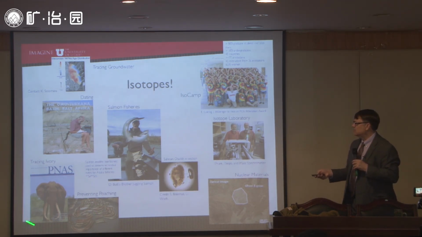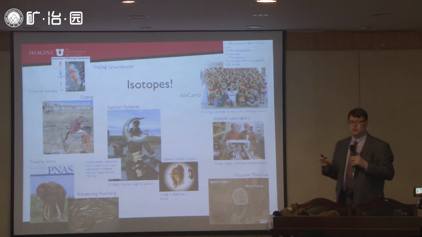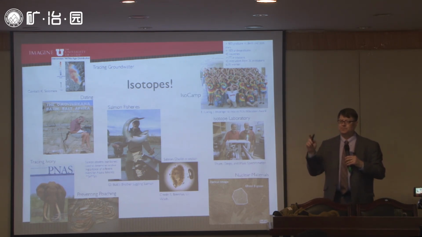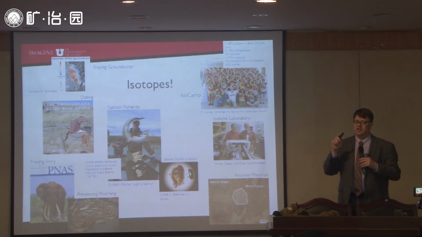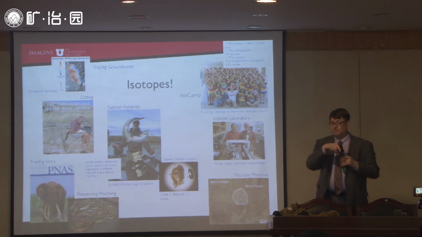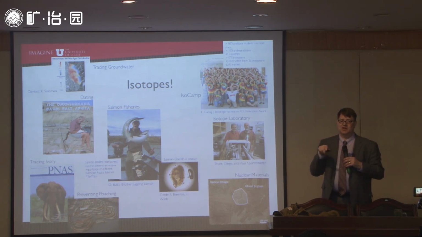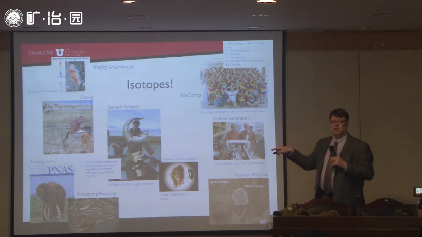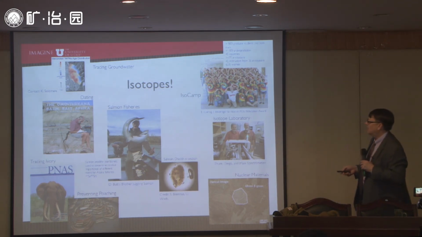We also use it, for example, for characterizing things that are not so old, like ivory. We have a program with Africa where we characterize the isotopes in ivory, and we're able to determine where that elephant came from, and that allows us to identify what region of Africa the elephant might have been poached from. And so we help the African government stop poaching of elephants using isotopes.